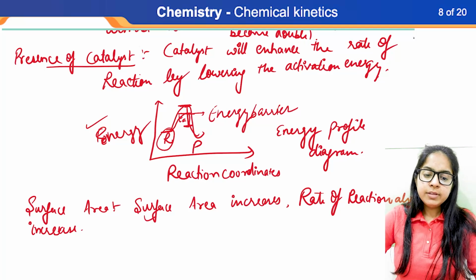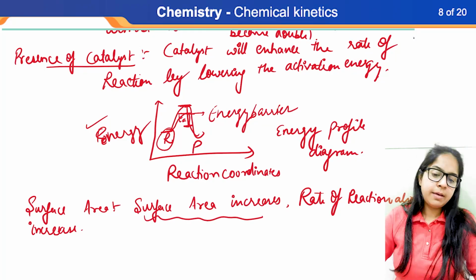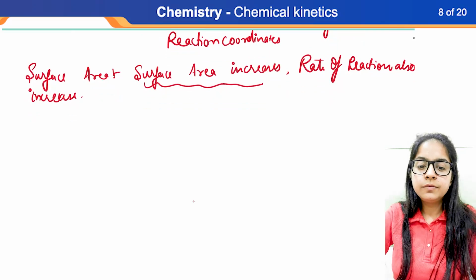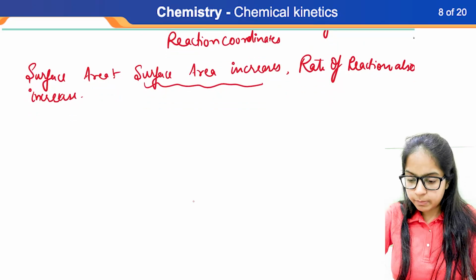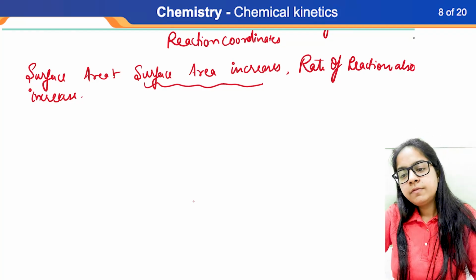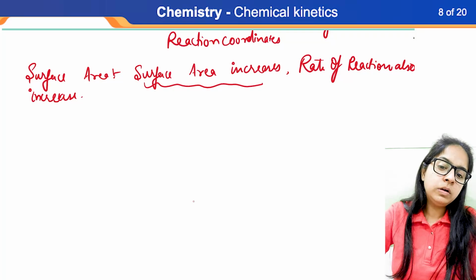And if the surface area increases, the rate of chemical reaction also increases, because with the increase in surface area, you will have more elements that are going to react with each other. That's why when the surface area increases, the rate of reaction also increases.